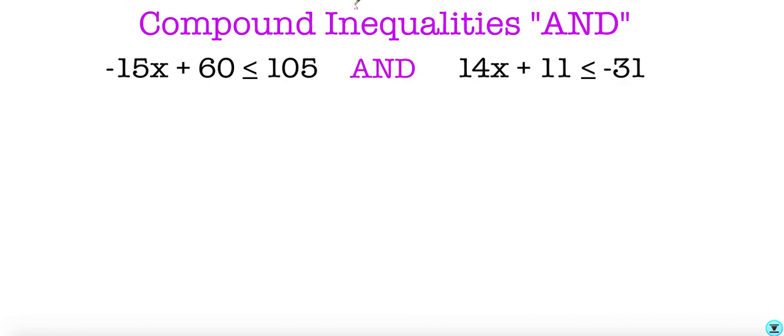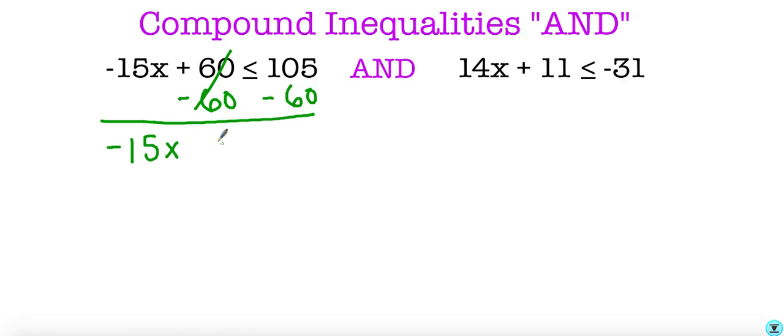So let's look at another example here. We're going to start off the same way, and we're going to isolate our x. We're going to start off by subtracting 60 on both sides of the inequality. This cancels out, and here we're left with -15x is less than or equal to 45.